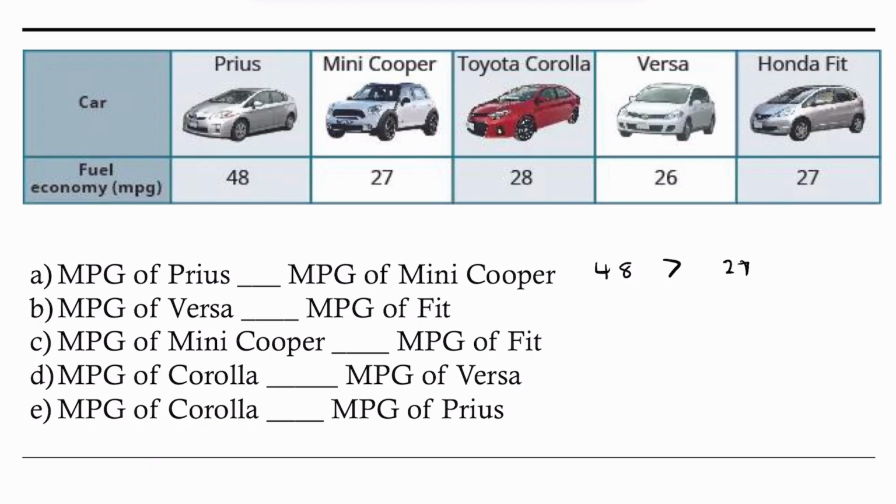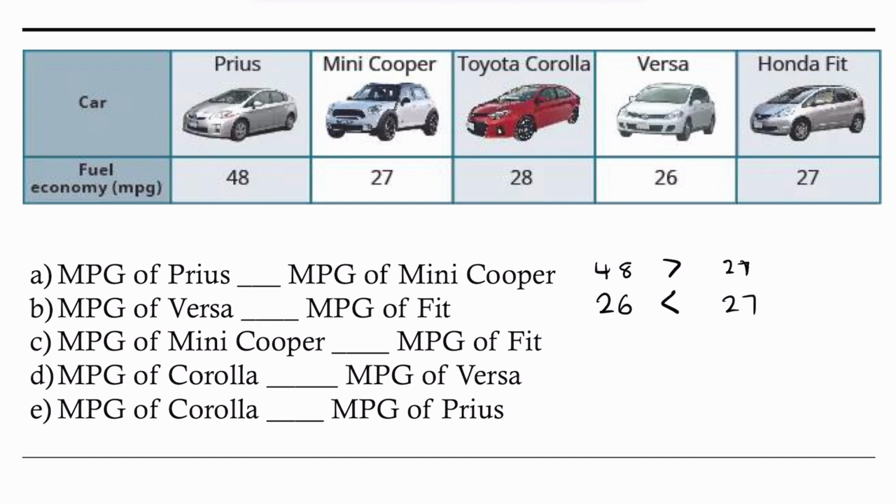And so the next one, we've got the Versa versus the Fit. The Versa has 26, the Fit has 27. And so in this case, we can use less than. So 26 is smaller than 27, so we could use less than.